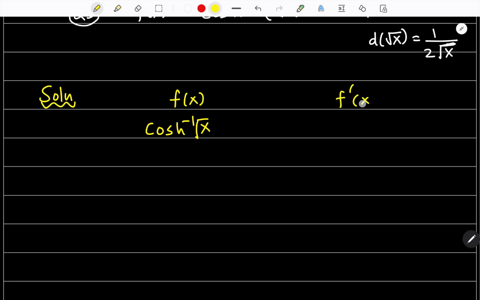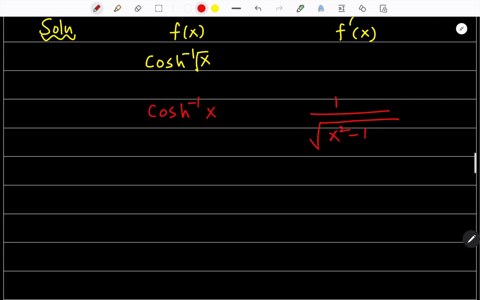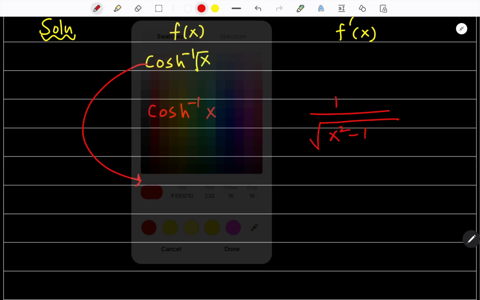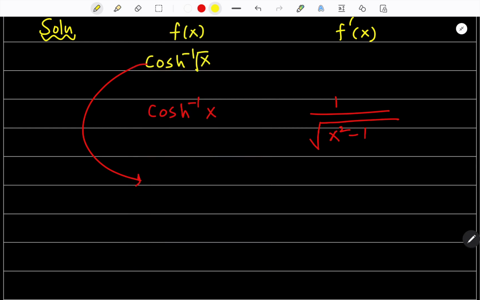What is your f dash of x? Let me write the formula first. What is cosine hyperbolic inverse x? Just now I read the formula. Do you remember? It is 1 divided by square root of x square minus 1. So now we go for this question, right? So what is your cosine hyperbolic inverse x? Is it x here? No, it is square root of x.